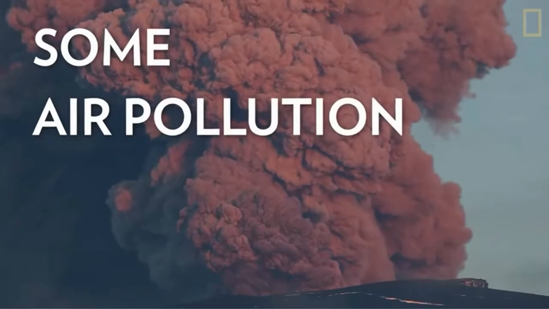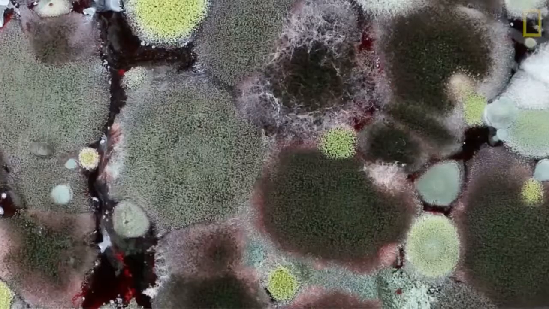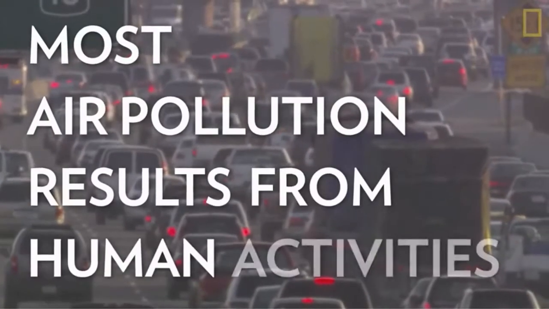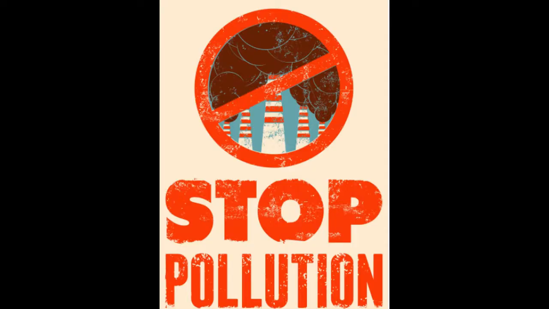Some air pollution comes from natural sources like volcanic eruptions, wildfires, or allergens. But most air pollution results from human activities, such as energy use and agriculture. There are seven main types of pollution that affect our environment.